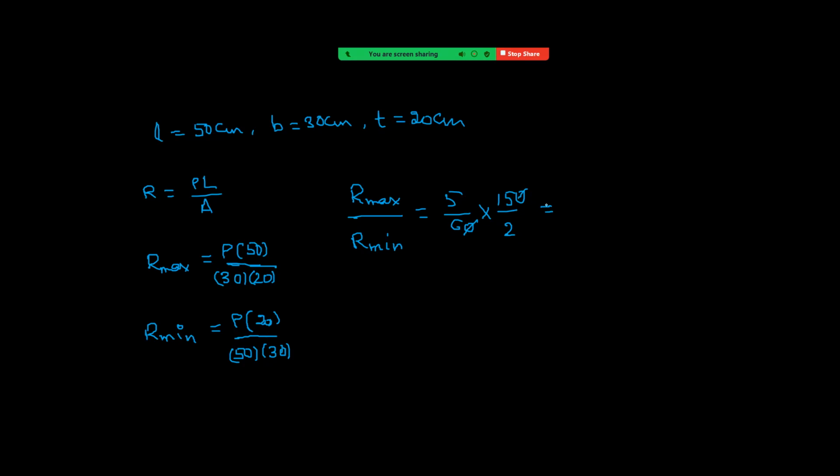Remaining is now, see what we can do. 3 fives are 15, so 25 by 4, that is the ratio. Okay. So when we want to calculate maximum, we have to maximize L and minimize A value. And to get minimum, minimize L value and maximize cross-section area. Right?